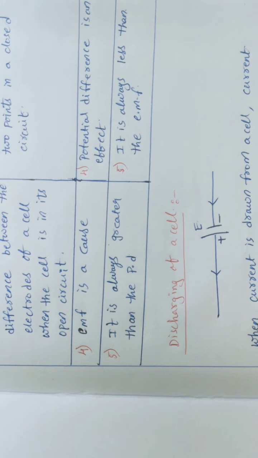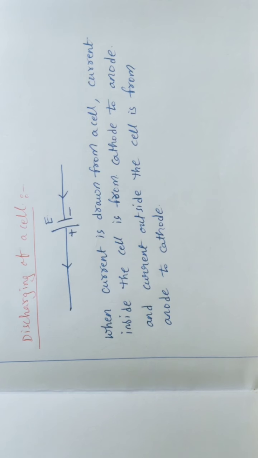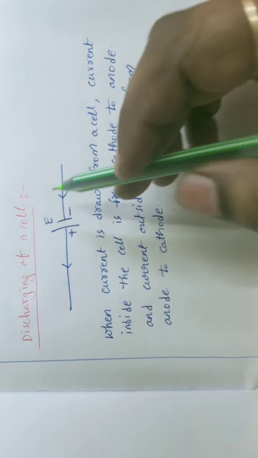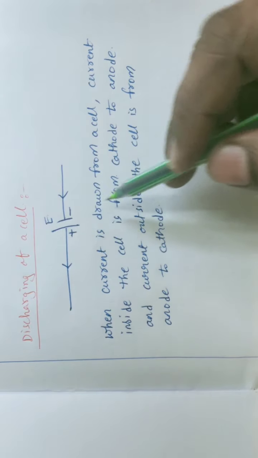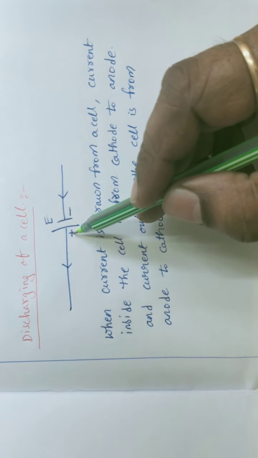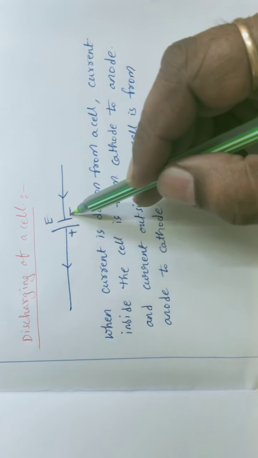These are the differences we know very well about EMFs and potential difference. Then students, we want to discuss two important points in the cells concept. First one is discharging of cells. Observe the diagram here, this is one cell we are given. In this cell, one positive terminal is present, and here one negative terminal is present.